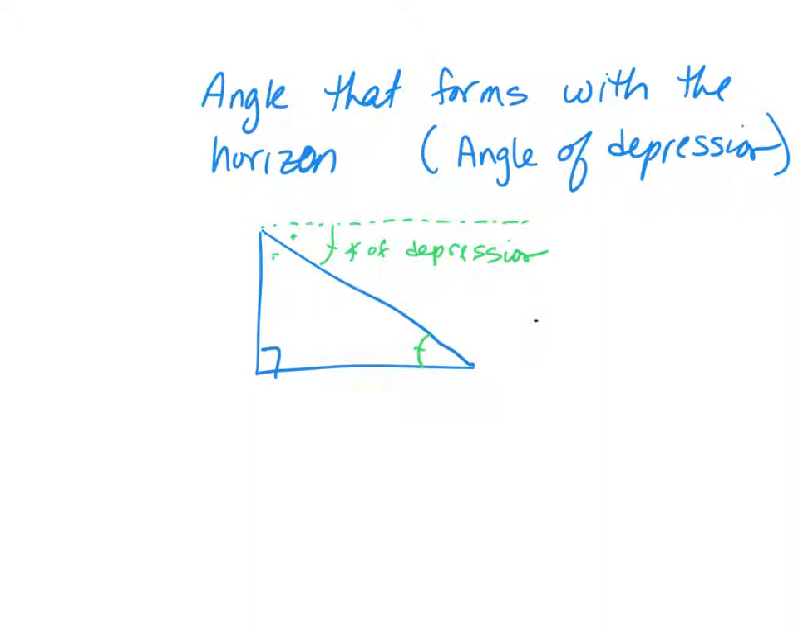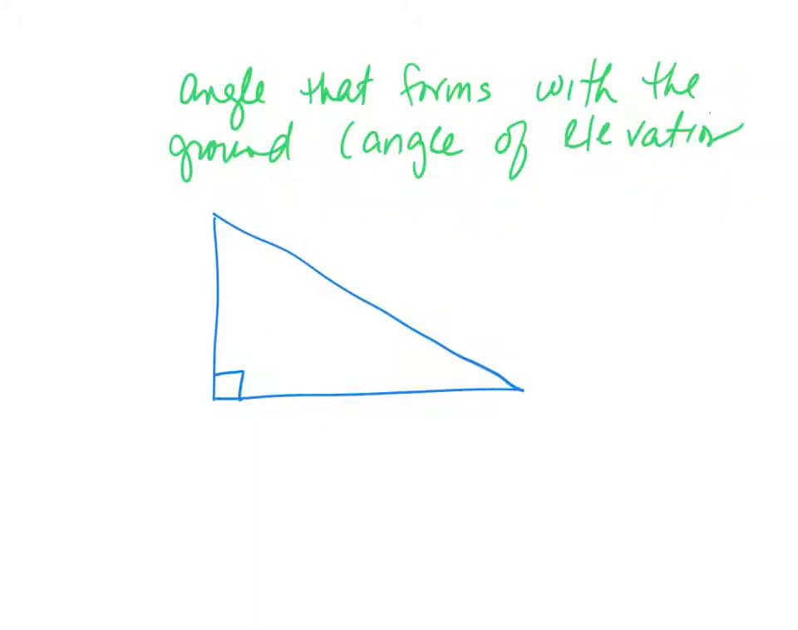So if you see angle that forms with the horizon or angle of depression in any word problem, it's the angle on the floor. Does everybody understand that? Yes. So the angle that forms with the ground or the angle of elevation is also the angle on the ground. That's the angle of elevation.